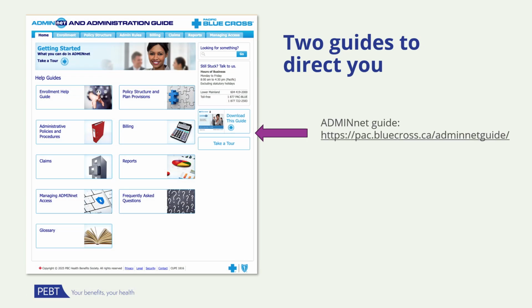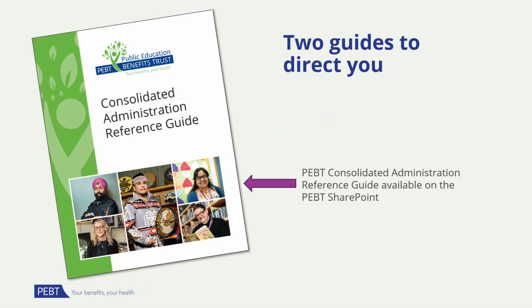Once your AdminNet access is active, you will be able to access the home page. If you have not activated your account, review Skill Building Lesson 1 to learn how to get that done. On the home page, you will see a variety of tiles that will guide you. There is a Getting Started with AdminNet tour, a 15-minute video that walks you through how to use AdminNet. You are strongly encouraged to take this tour. It's important to use the PEBT Consolidated Administration Reference Guide in conjunction with the General Admin Guide, as some rules and processes for PEBT are different and unique to PEBT.